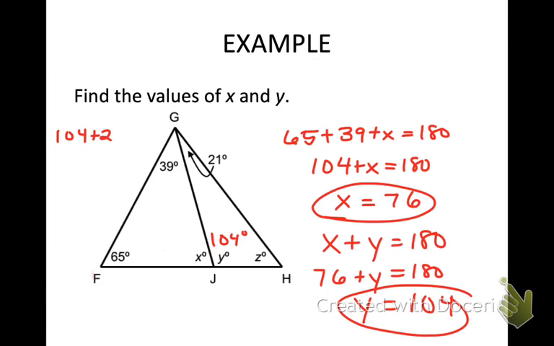104 plus 21 plus z equals 180. So that gets us 125 plus z equals 180. 180 minus 125. Oh, you're setting the equation. What does that get us? 55. Yes.